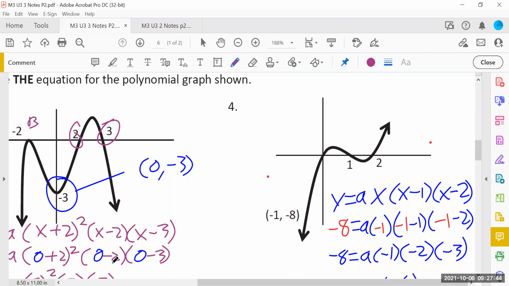That's what happens on number 3. They don't give you the y-intercept. They give you a different point. Use whichever one they give you. Whatever point they give you that's not an x-intercept, use that.